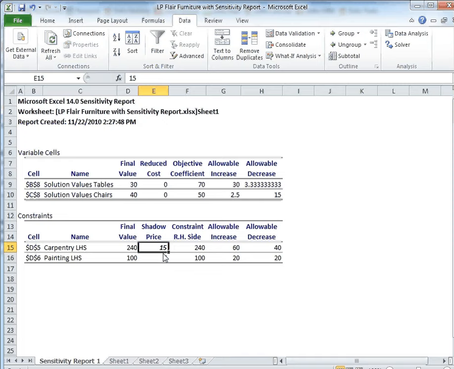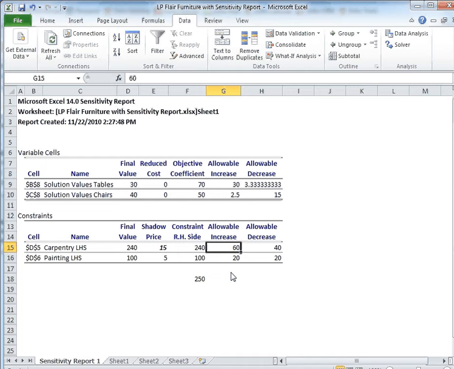Now we can use that shadow price for increases of up to 60 units, because the allowable increase is 60, which means we can increase from 240 up to 300, and we would get the new profit without having to rerun the model. So for example, if I go from 240 to 250, that would be a 10 unit increase, which would mean that my profit would go up by $150. It's an increase of 10, which is still within the allowable increase range.